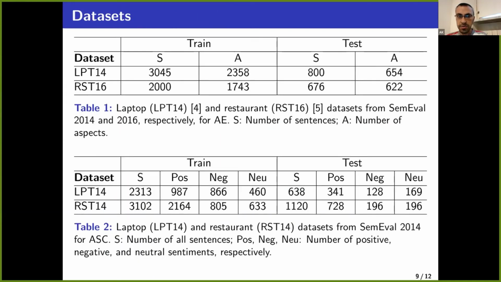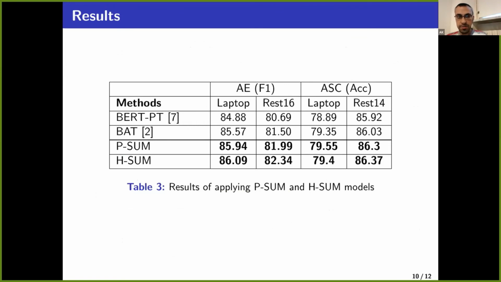The datasets that we use are from the SemEval 2014 and 2016 workshops. We test on laptop and restaurant datasets, and use the official scripts to evaluate the performance of the system. Now, we compared the results with two baseline models. One of them is the post-trained BERT that I mentioned before. The other one is the BERT model trained in an adversarial manner.